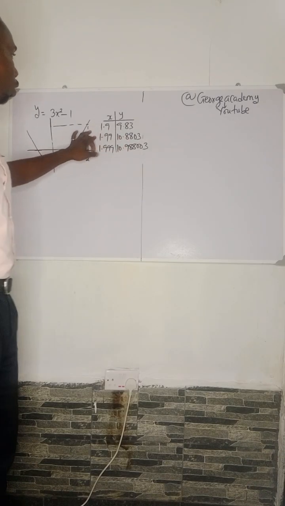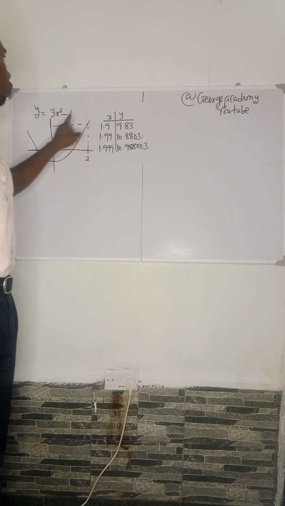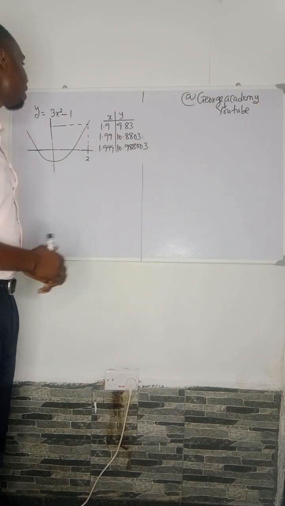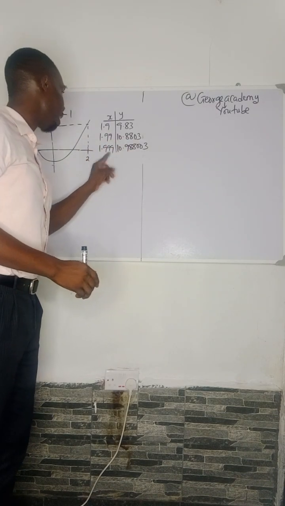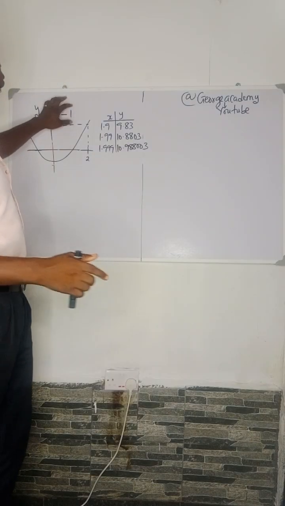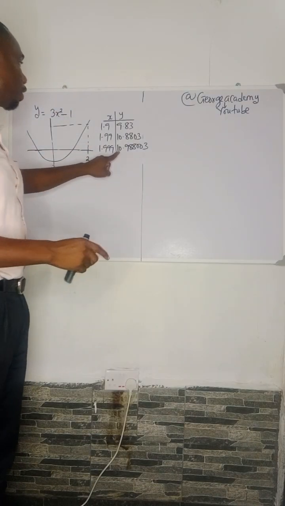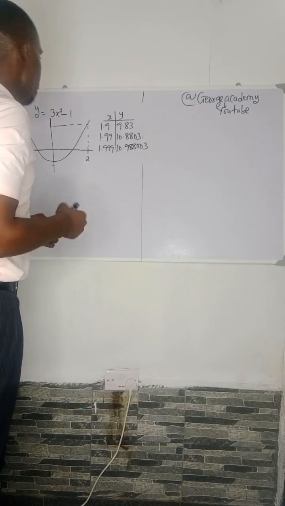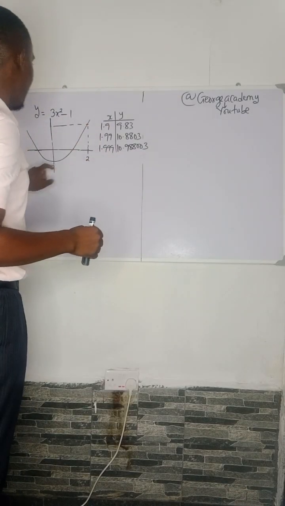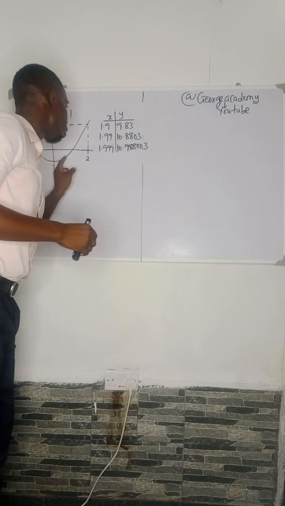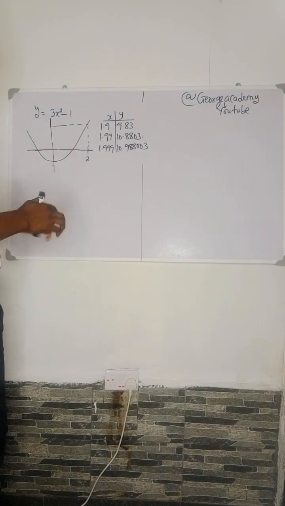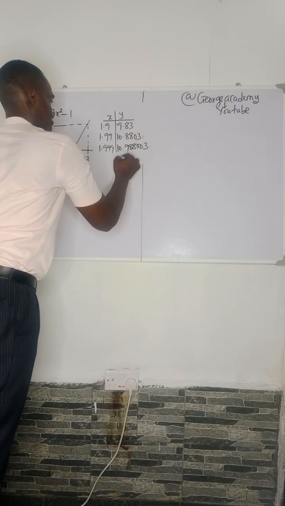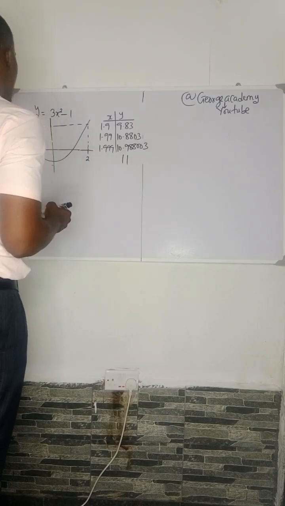The next one is when x is 1.99. When you substitute, it gives you 10.8803. And lastly, 1.999. When you substitute it back into the equation, it gives you 10.988003. So if you notice very well, you will see that as x tends to 2, y approaches 11. So therefore, you can simply take the limit.